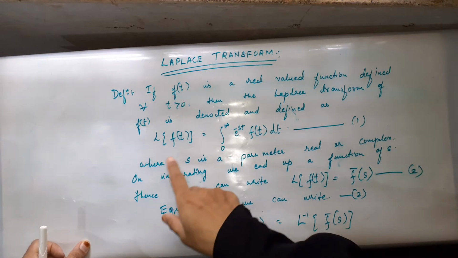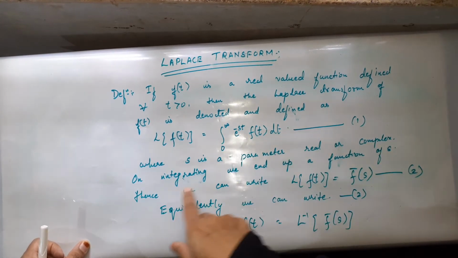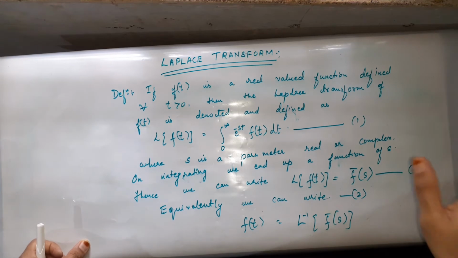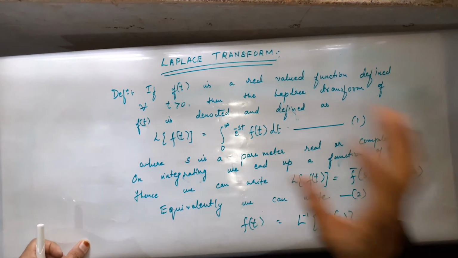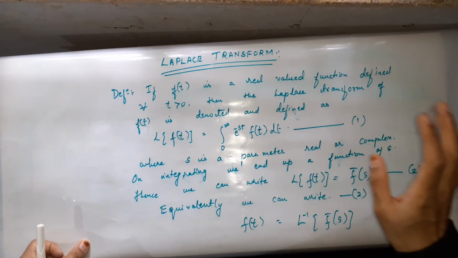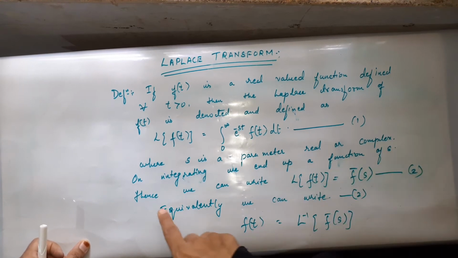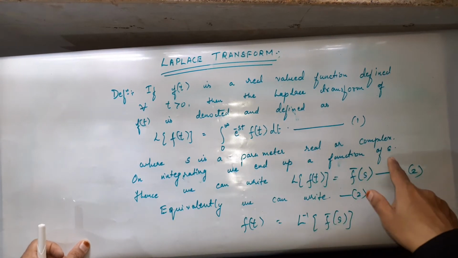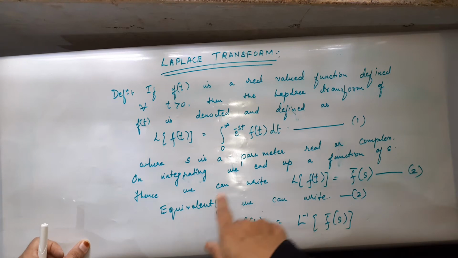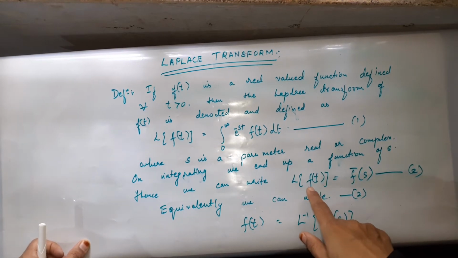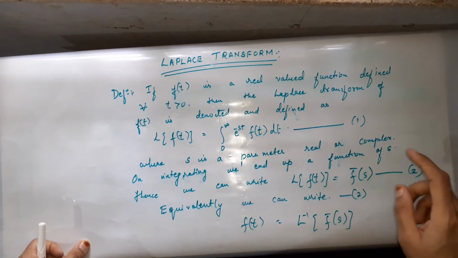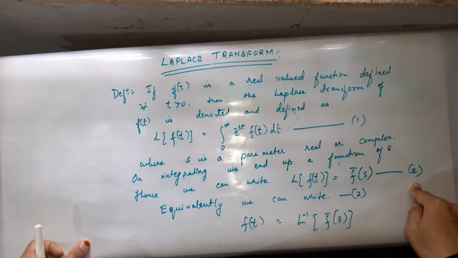So why we call it: on integrating this equation 1, we end up with a function of s. And there is one more condition, this integral should exist. Hence, since it is ending up with a function of s, we can write this equation 1 in this form: L of f of t equal to f bar of s. I would like to call this equation 2.